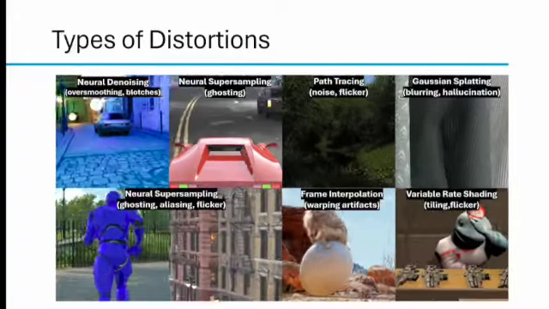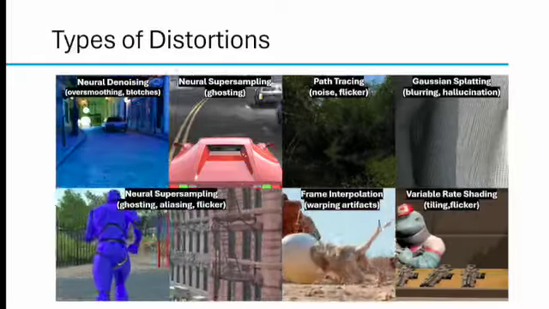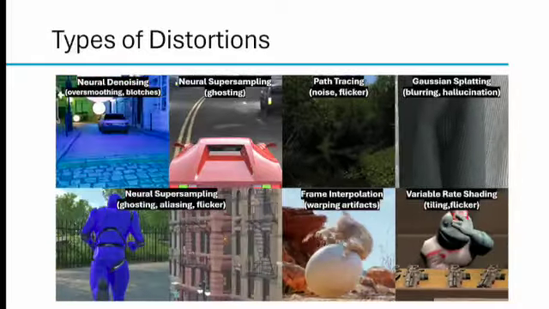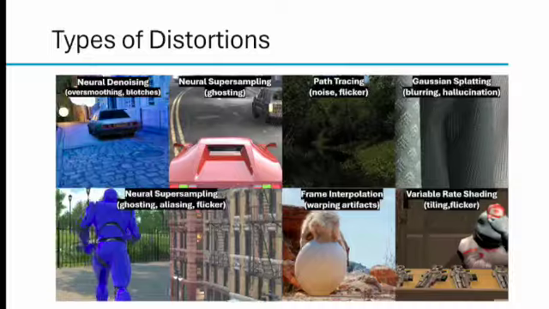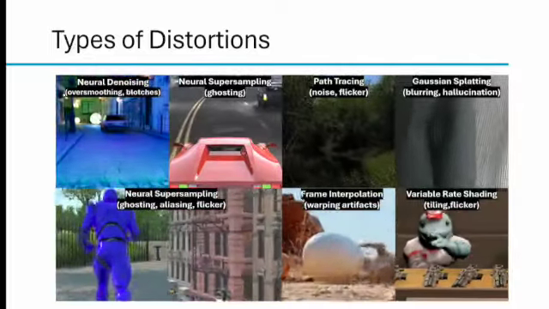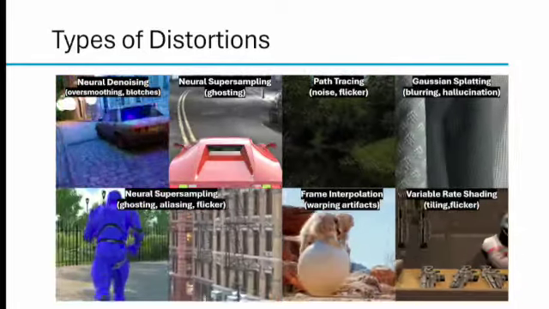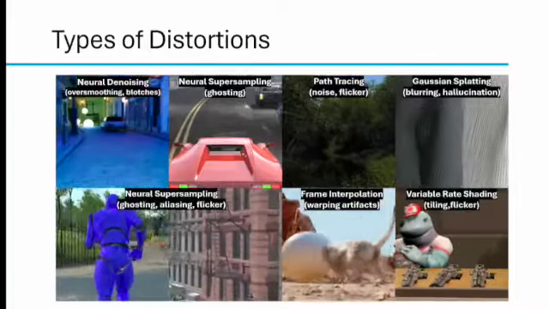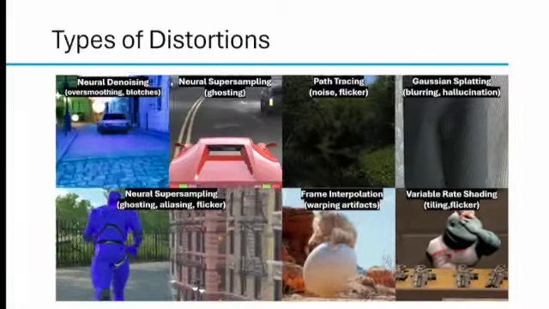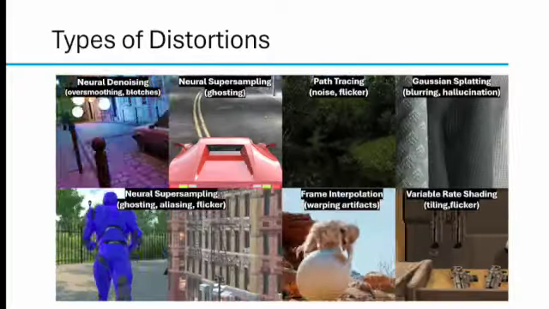And the kind of artifacts we get from these techniques include examples of, let's say, over-smoothing in denoisers. And then we have ghosting, aliasing, and flicker in upsampling, warping artifacts in video interpolation, shimmering in path tracing, texture blocking in variable rate shading, and blurriness and hallucinations in Gaussian splatting.